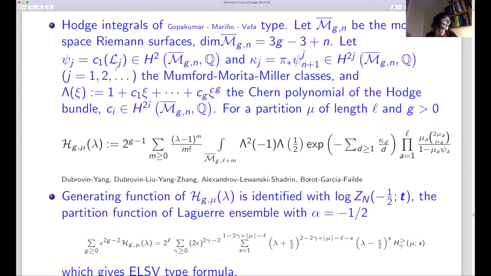For each line bundle L_j on the moduli space, you have the first Chern class, which I call psi_j. This j parameterizes the n marked points, so you have n of these objects. Then you have the kappa classes, which are pullback and push forward of pi, the forgetful map between M_{g,n+1} and M_{g,n}. And then you have these lambda classes, which are Chern polynomials of the Hodge bundle.